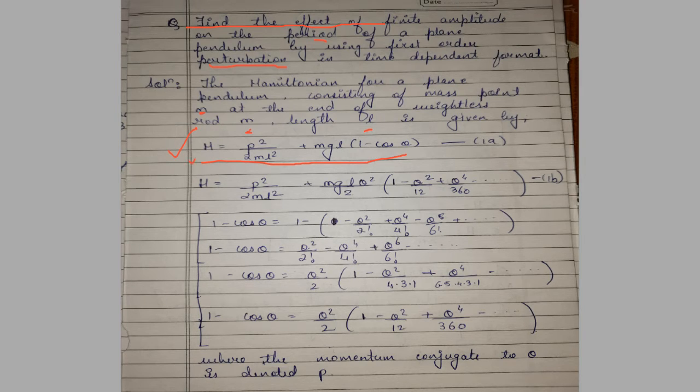So this would be the Hamiltonian. H is equal to p square upon 2 m L square plus m g L times (1 minus cos theta). Now obviously, I have solved this for you to make it simple. You can solve from here to here by using the expansion series of cos theta. You know what cos theta is? Cos theta is 1 minus theta square upon 2 factorial plus theta to the power 4 upon 4 factorial minus theta to the power 6 upon 6 factorial.